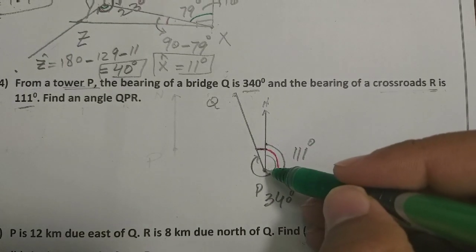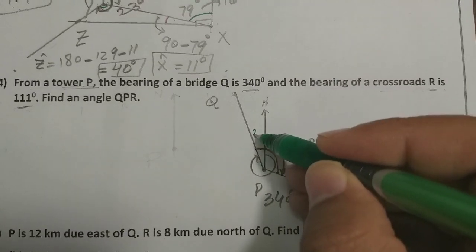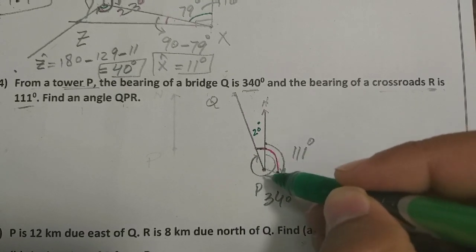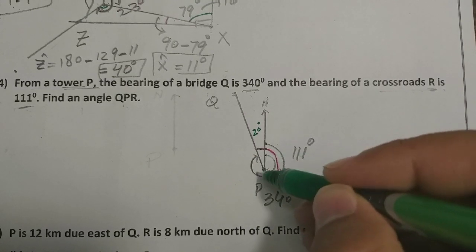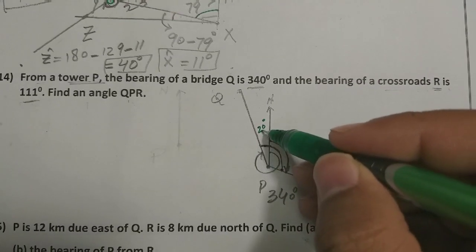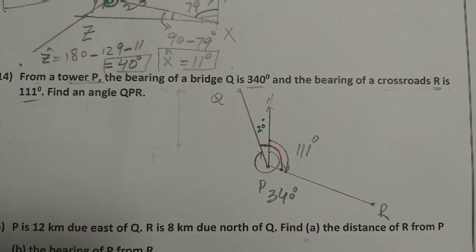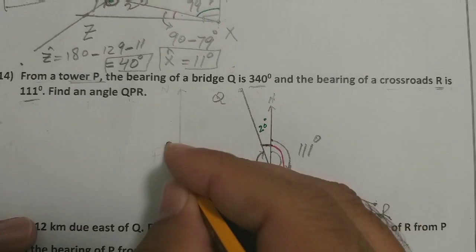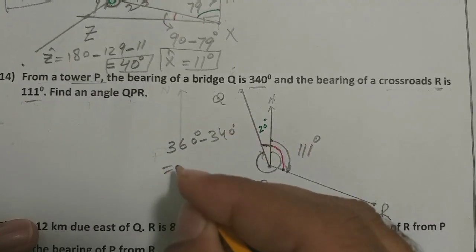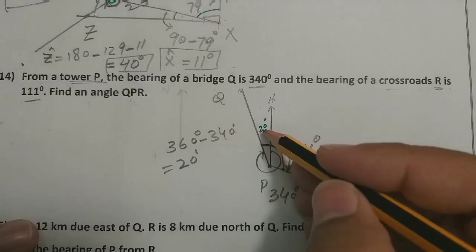If we observe this one, this is only 20 units less than 360. So the complete around a point is 360. We are given from here to here 340. So 360 minus 340, we have 20. So this is the 20.